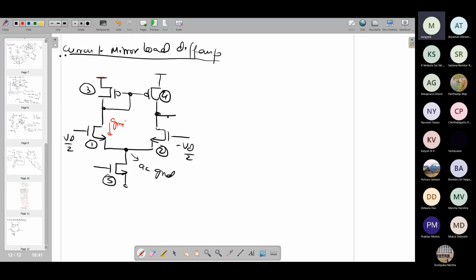GM1 Vd by 2. Same current goes into this one, and M3, M4 are following current mirror. Therefore, the same small signal current will be coming in M4, which is GM1 Vd by 2, whereas for the second one, it is minus Vd by 2. M2 gate voltage is minus Vd by 2. VGS, the small signal gate to source voltage, is minus Vd by 2. Remember, we are talking about small signal gate to source voltage, assuming that source node to be AC ground.